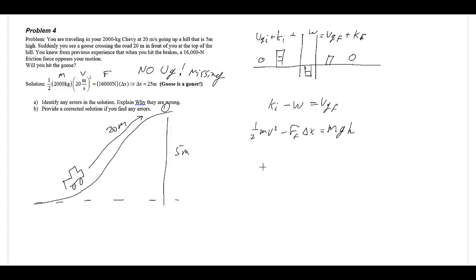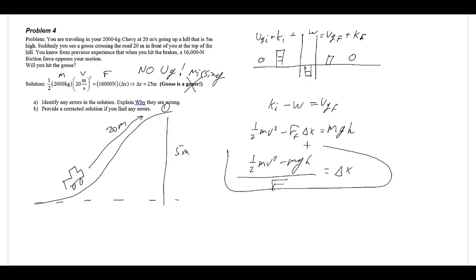And what you'll find, actually, if I'm not mistaken, is that now that the gravitational potential energy is included, the delta x comes out to be less than 20 meters, and the goose is actually not a goner. And that's it. So from here, you would just solve for delta x, which would look something like this. That's what the final algebraic solution would be. You'd plug in all the numbers from your problem in here, and I believe it comes out to 18 meters, about thereabout. And that means that the goose is safe.